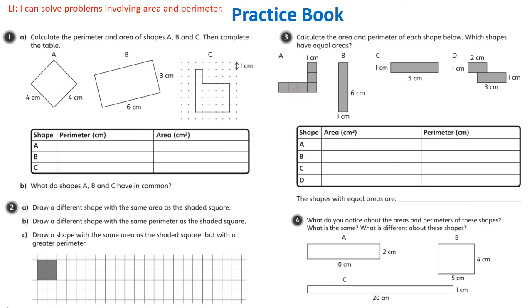So question 2, draw a different shape with the same area as the shaded square. So your area is 4. So think of your other factors of 4.